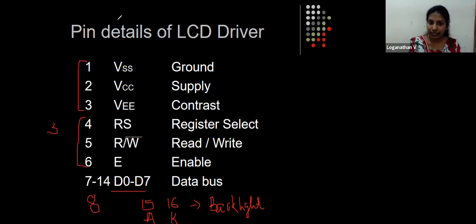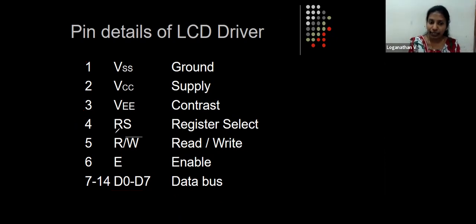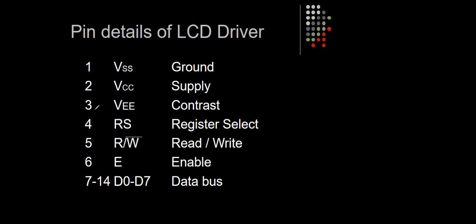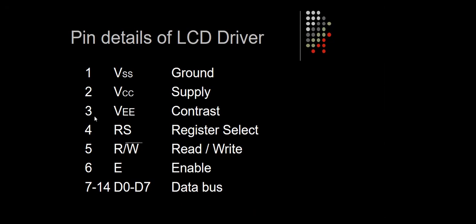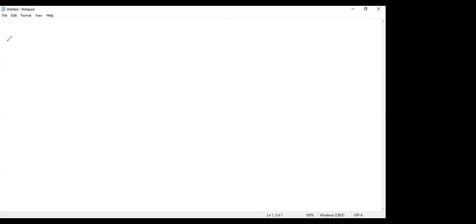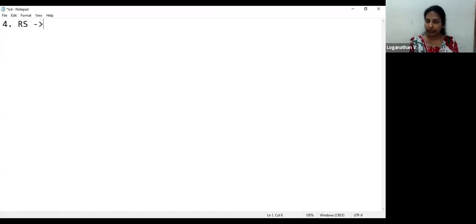Fine. Now we'll understand all these 3 + 8 pins of the LCD. Coming to the first pin, that is RS, which stands for register select. What is this register select? You should understand. So pin number 4 is RS. RS is nothing but register select. The name itself says you are going to select something.